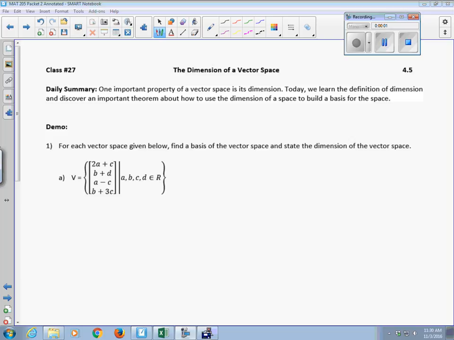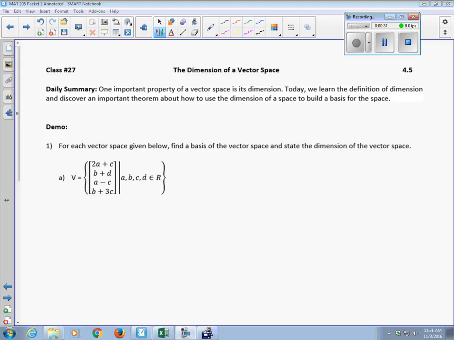All right, so one important property of a vector space is its dimension. In the Rn's, the dimension is always just the n, right? Like R3 is 3-dimensional space. R2 is 2-dimensional space. So the definition of dimension is the number of vectors in a basis for the space. So for R2, for example, the standard basis is (1, 0) and (0, 1). 2 vectors in that basis, the dimension is 2.